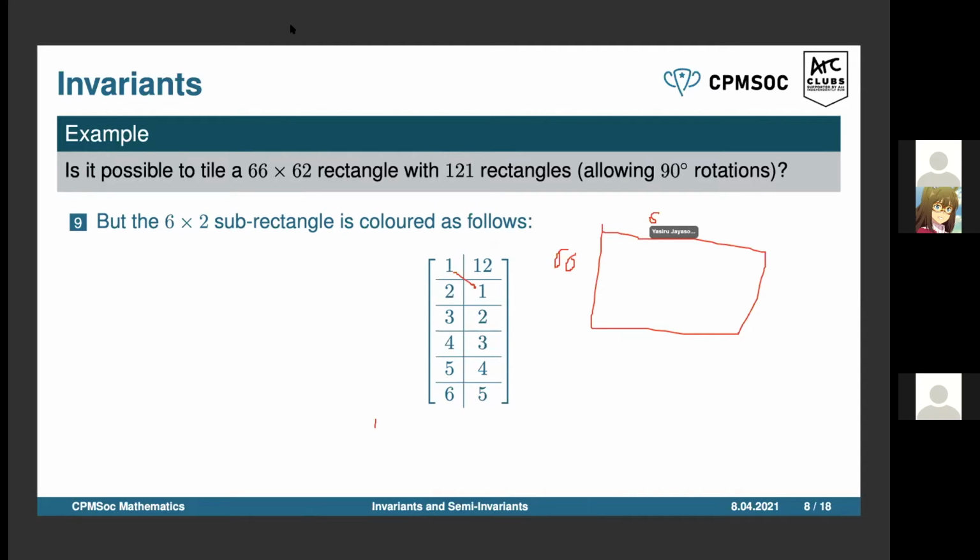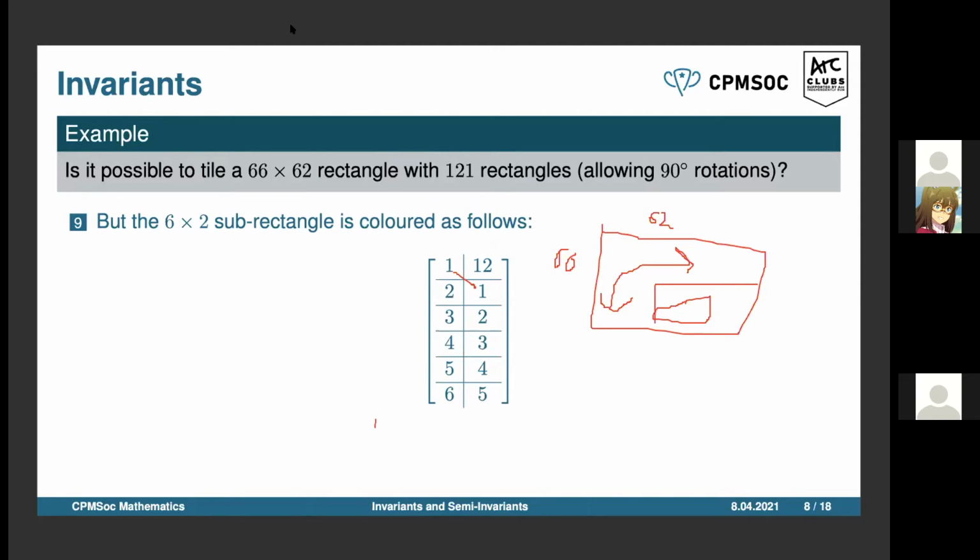because, remember, this whole region here had the same number of every number, but this last region here didn't have the same number of every number. So the entire rectangle is not homogeneous.